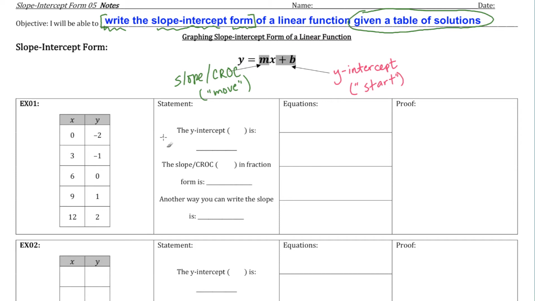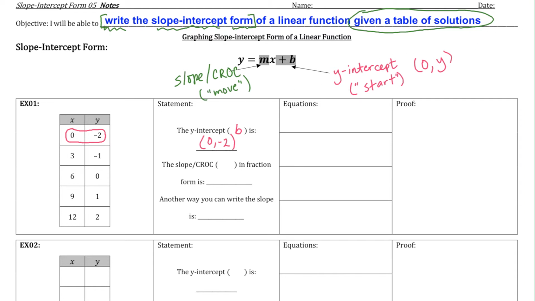So let's go ahead and first, let's find our y-intercept. Our y-intercept, remember, is b. It's where we start. If you notice, the y-intercept will always be 0, comma, something. So in this example, our y-intercept is 0, negative 2. It won't always be at the top. Sometimes it'll be down here or off of the table, but it will always have a 0 for the x.